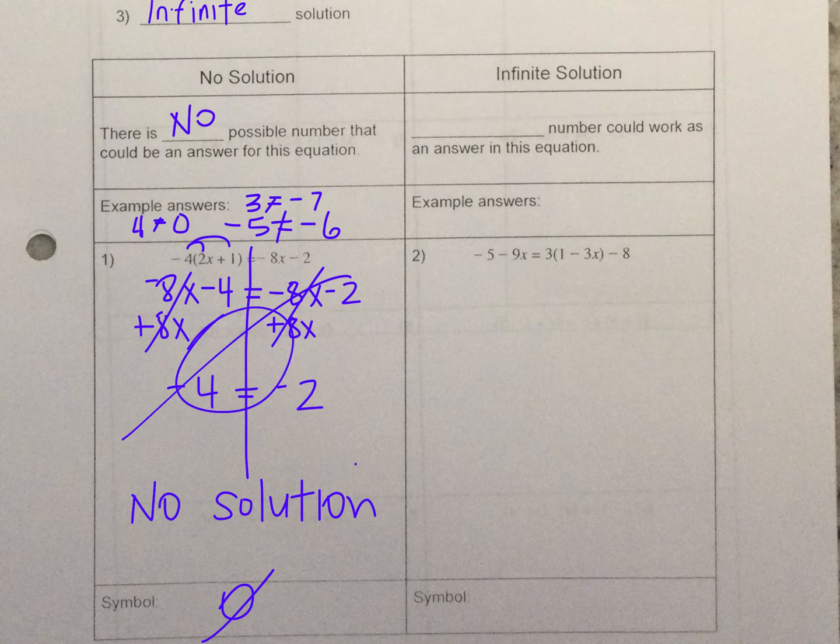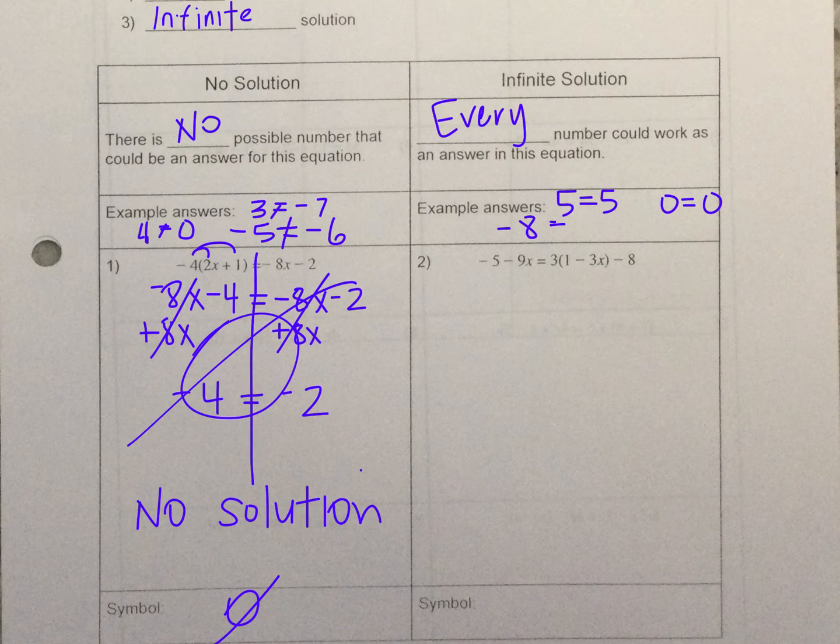Let's talk about when a problem has infinitely many solutions. That means that every number you have could work as an answer for this equation. So if I work this out and I end up with 5 equals 5, 0 equals 0, -8 equals -8, all those are so very true, and that tells me that there's an infinite number of solutions. So let's look at an example of that.